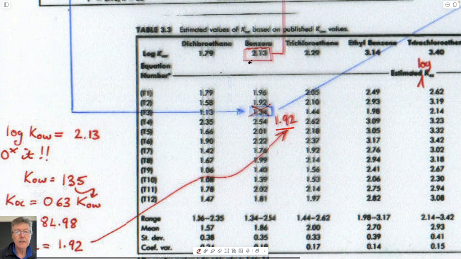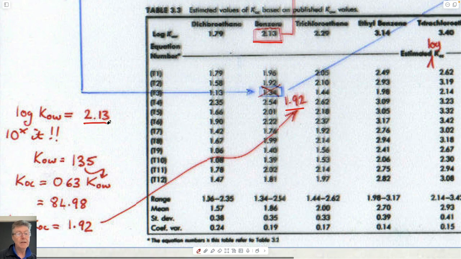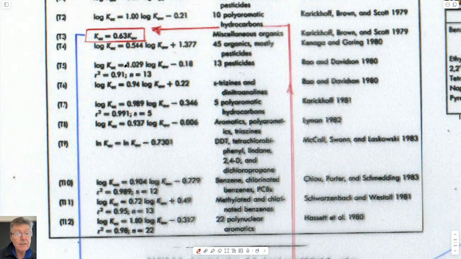No, that's what we're getting. Log KOW is 2.13, which is this here, a number between 100 and 1,000, right? So 10 to the power 2.13 gives you 135. Substitute 135 into this expression that we have here.